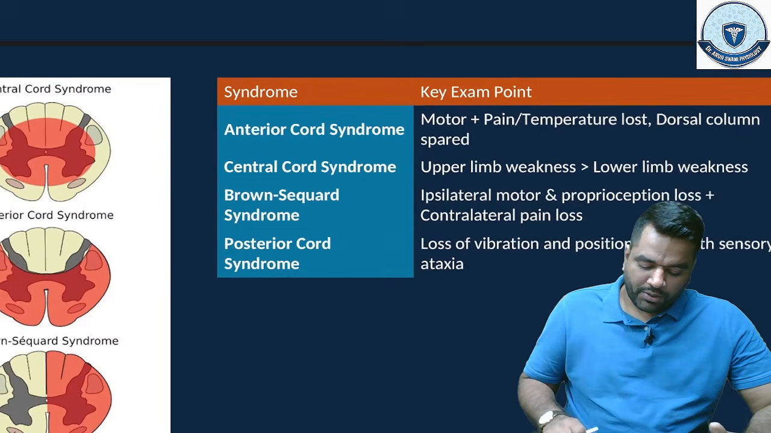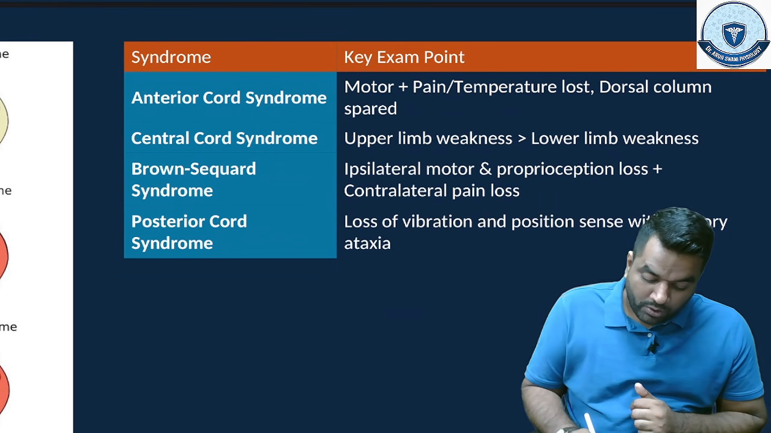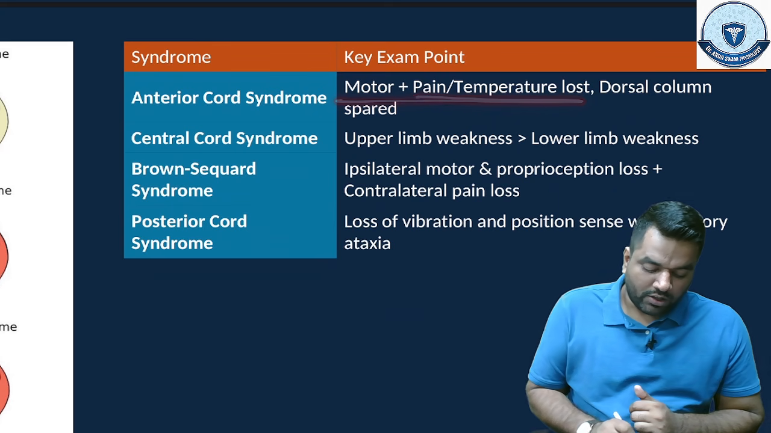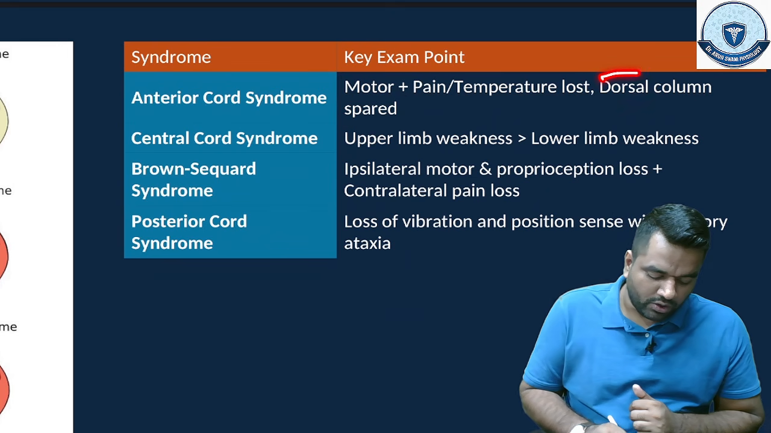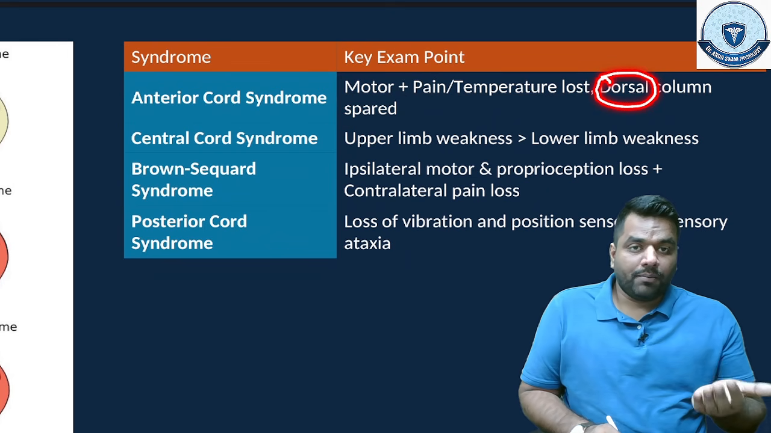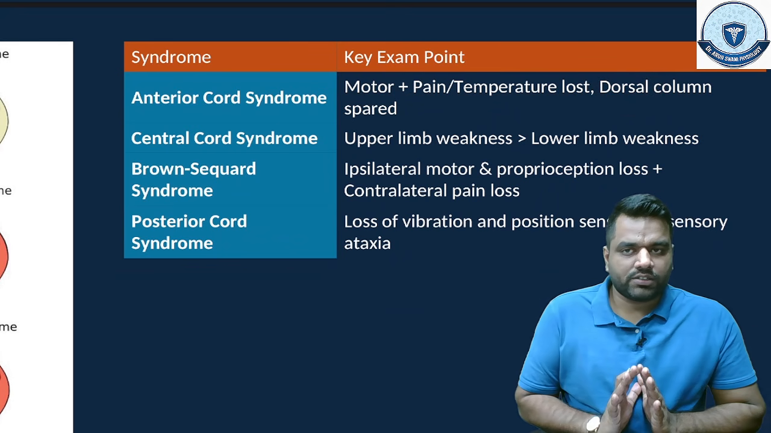So what is the exam point you have to remember? In anterior cord syndrome, motor, pain and temperature will be lost, but the dorsal column will be spared. Dorsal column will be spared. So you can remember: dorsal means posterior, but the injury is anterior. So the dorsal column will be spared in anterior cord syndrome.